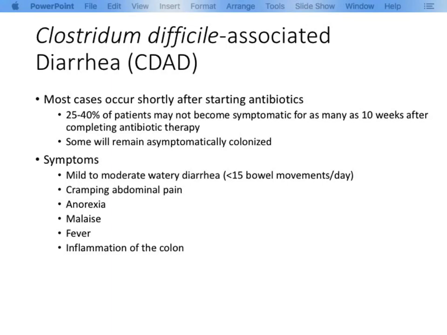And then here are just some of the symptoms. C. diff.